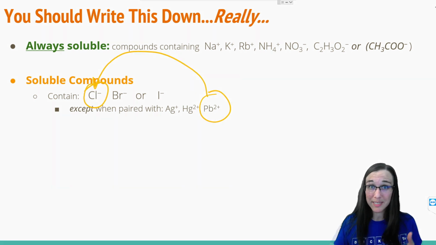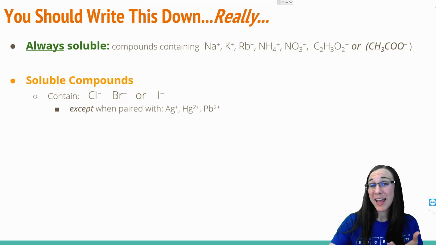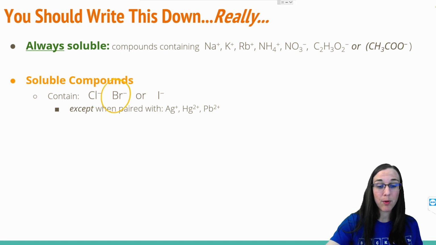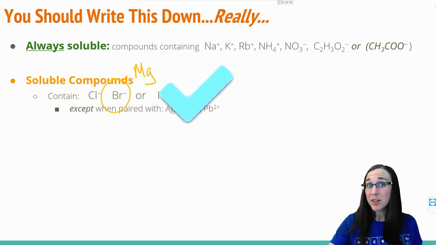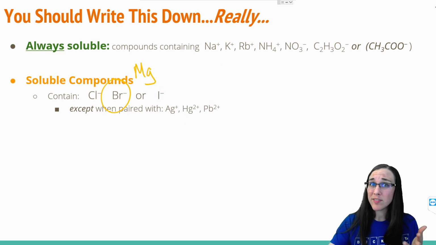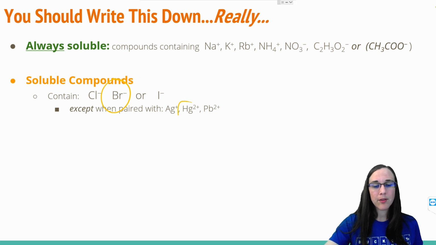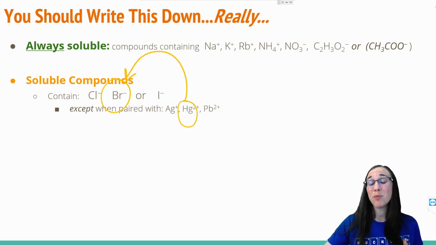It would be a precipitate. Likewise, if I had magnesium and I paired that with bromine, that would be soluble, i.e. aqueous, dissolved in solution. However, if I was to take mercury and pair that with the same bromine, it would now become insoluble or a precipitate, not able to dissolve in solution.